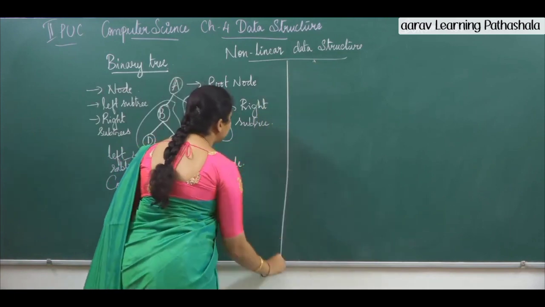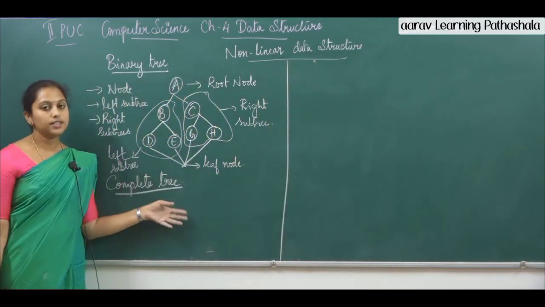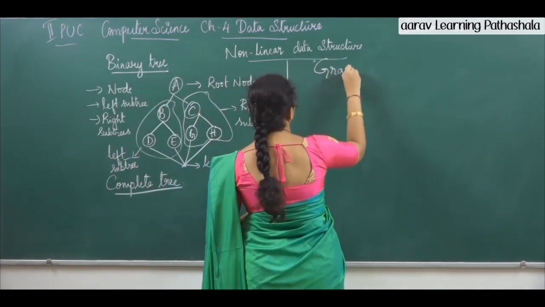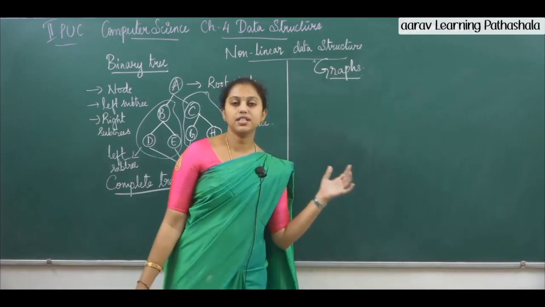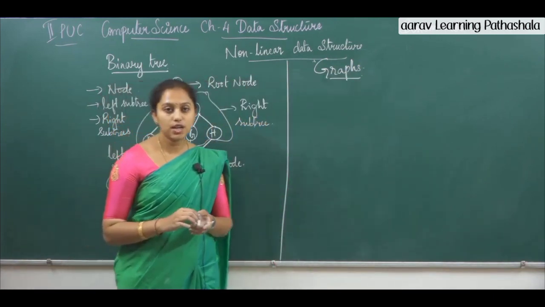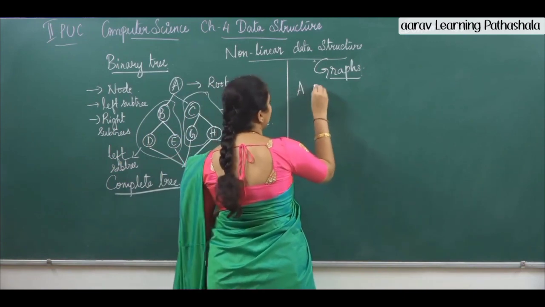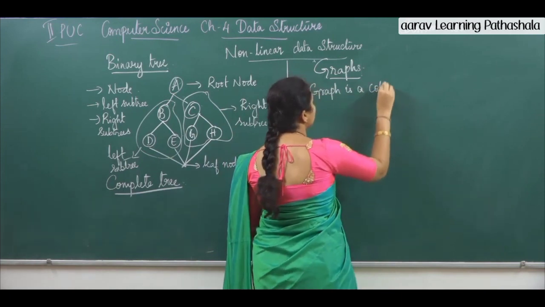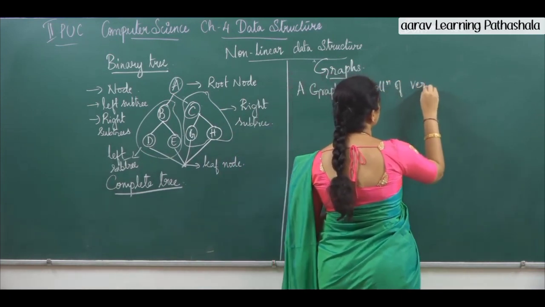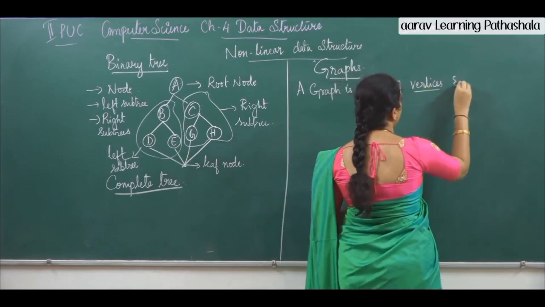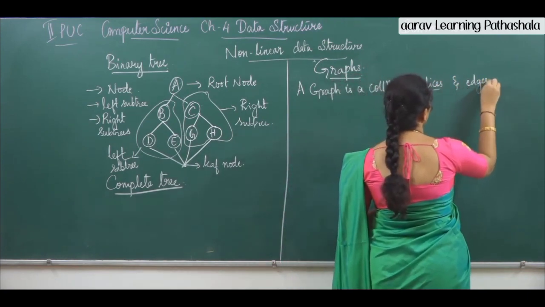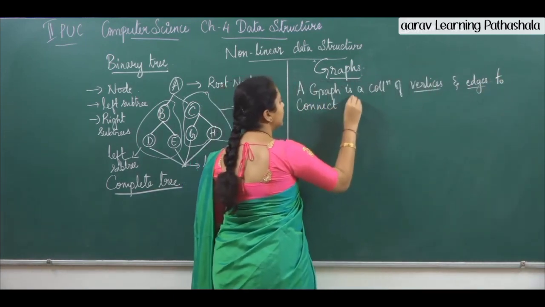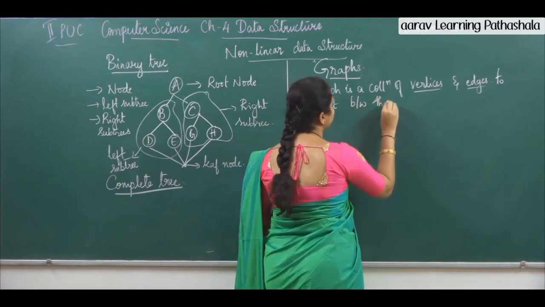So this is about tree data structure. Next type of data structure is graphs. A graph is a set of vertices and edges to connect between them. A graph is a collection of vertices and edges to connect between them.